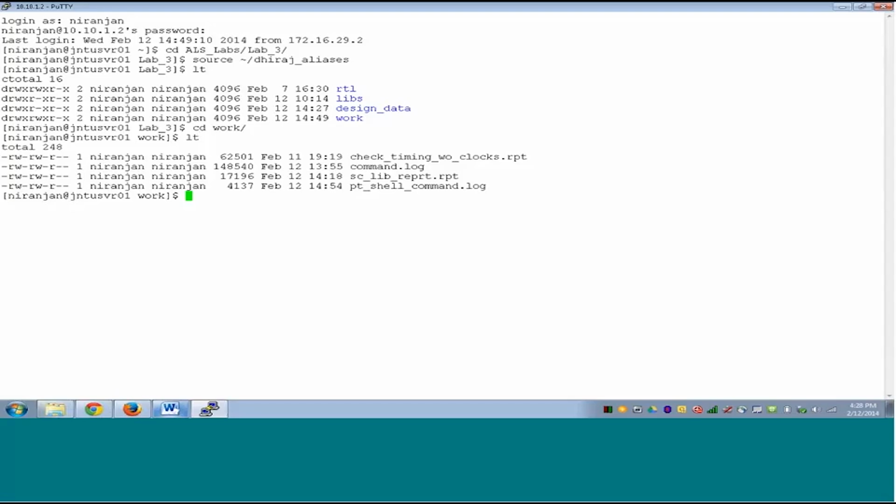We will practically see all the concepts that we have been discussing in the lecture sessions of unit 5. We will look at the propagated clocks, we will look at the parasitics, we will look at the OCV settings, timing derates, and so on.